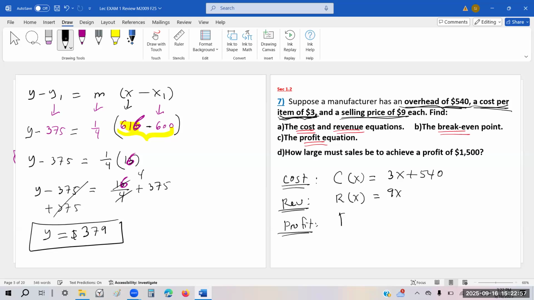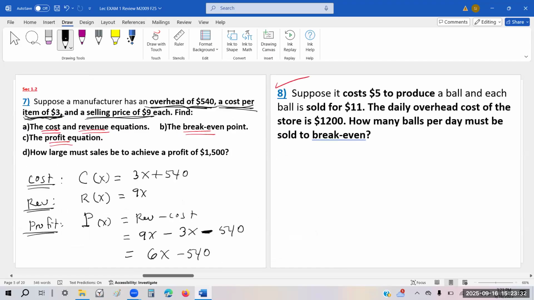That means you can find profit here. What is profit? P of X. Big P of X. Profit is what? Revenue minus cost. So what do you get? 9x minus 3x minus 540. When you subtract more than one element, all the signs will change. So we have 6x minus 540. That means you know your break-even points.